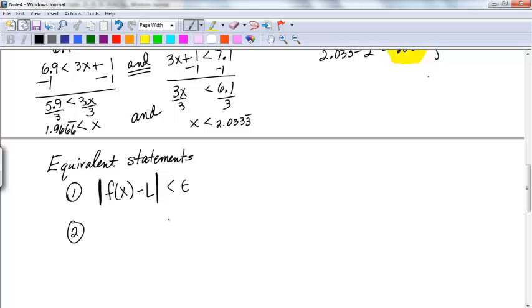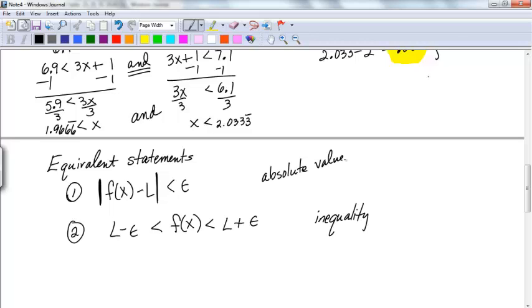Okay, the second statement we just did, the f of x is less than the limit plus epsilon and the limit minus epsilon. Okay, this one is the inequality statement. And you will have to use that one a bunch. But a lot of these you will use the absolute value statement. But on that absolute value statement, you're really thinking distance. Because it's the distance from the f of x minus the limit.